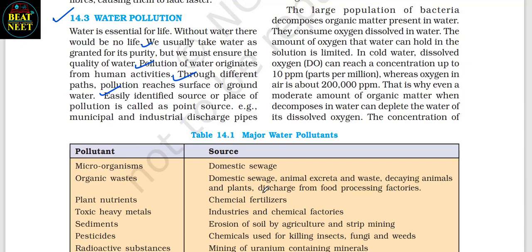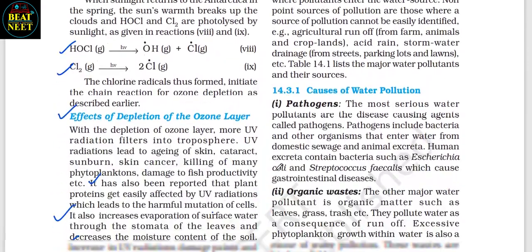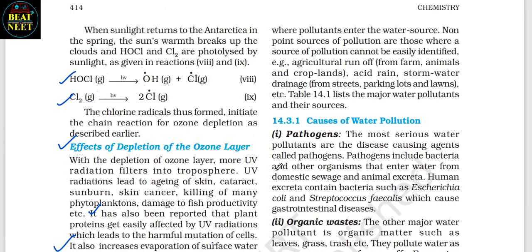An easily identified source or place of pollution is called a point source. Example, municipal and industrial discharge pipes, where pollutants enter the water source. Non-point sources of pollution are those where the source of pollution cannot be easily identified. Example, agricultural runoff from farm animals and croplands, acid rain, storm water drainage from streets, parking lots and lawns, etc.